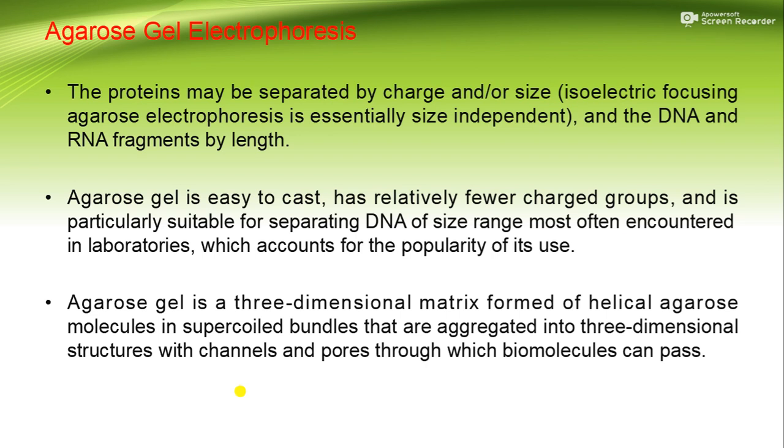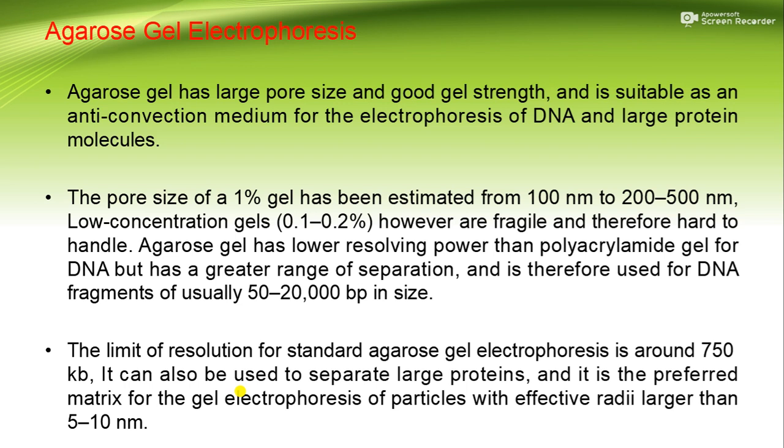Agarose gel is a three-dimensional matrix formed of helical agarose molecules in supercoiled bundles that are aggregated into three-dimensional structures with channels and pores through which biomolecules can pass. Agarose gel has large pore size and good gel strength, and is suitable as an anti-convection medium for the electrophoresis of DNA and large protein molecules. The pore size of a 1% gel has been estimated from 100 nm to 200-500 nm. Low concentration gels, 0.1–0.2%, however, are fragile and therefore hard to handle.